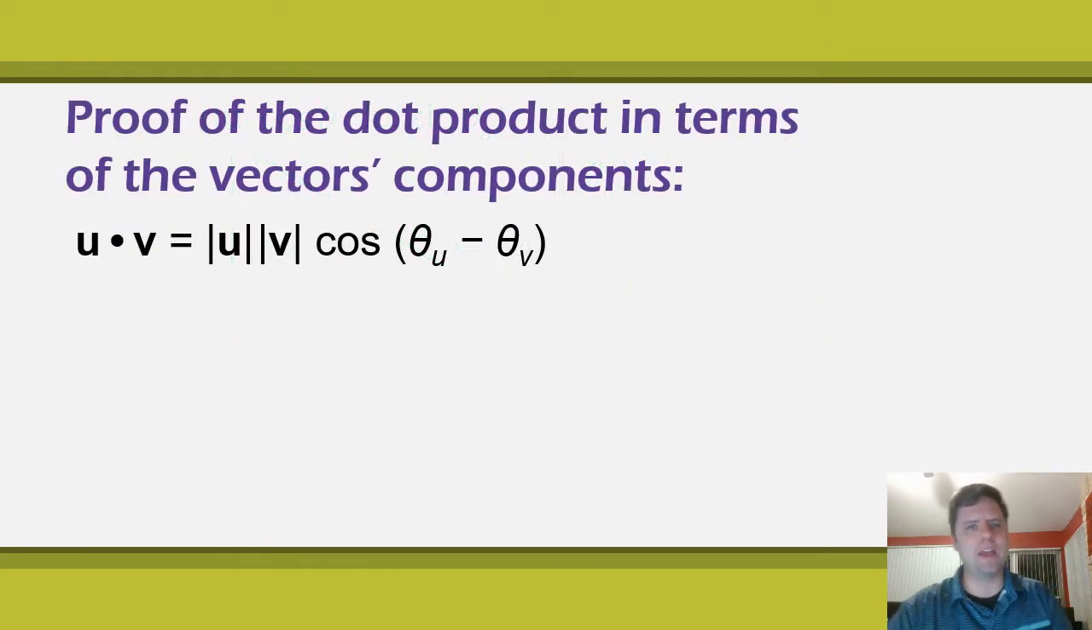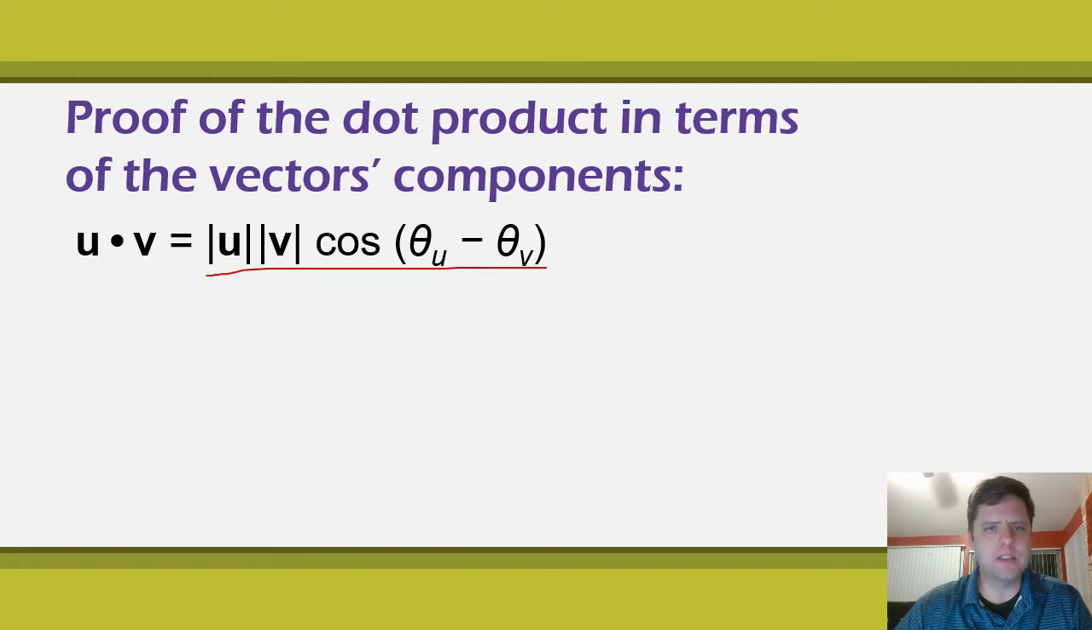Now, with all of that, we can make a proof of the dot product in terms of the vector's components. The crucial step is to note that when we wrote this originally, we had cosine theta, where theta is the angle between the two vectors, u and v. Well, we can rewrite theta as theta u minus theta v, right? Theta u being the full angle from the x over to u, and theta v being from x to v. And so the difference between them is the amount of angle between the two vectors.